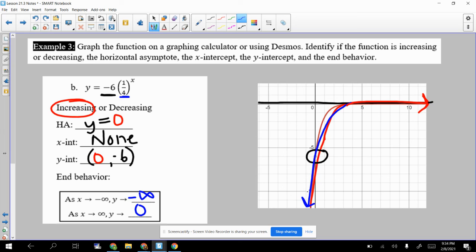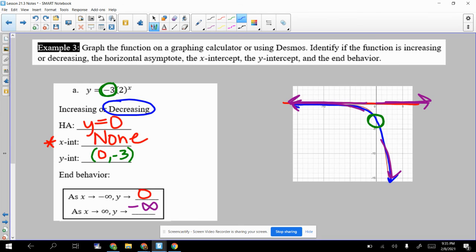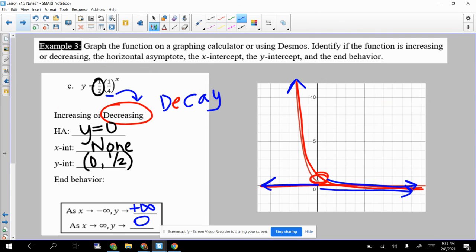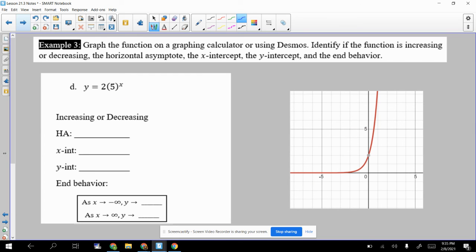But then this one, why isn't this decreasing or decay? It's because of the negative out front. That negates it and makes it increasing. Okay, so think about that as well. And then same thing here. Normally a 2 would be growth, right? But because it has the negative out front, that's what makes it decreasing. Or again, you can just look at your graph and notice, as we move left to right, it's going down.